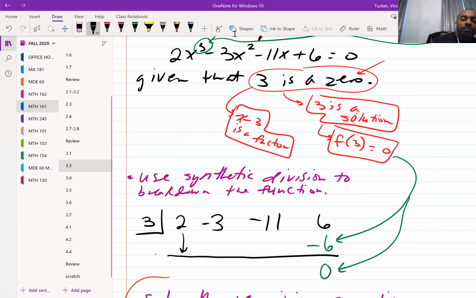So you bring down 2. 3 times 2 is 6. Add these together, that'll be 3. 3 times 3 is 9.